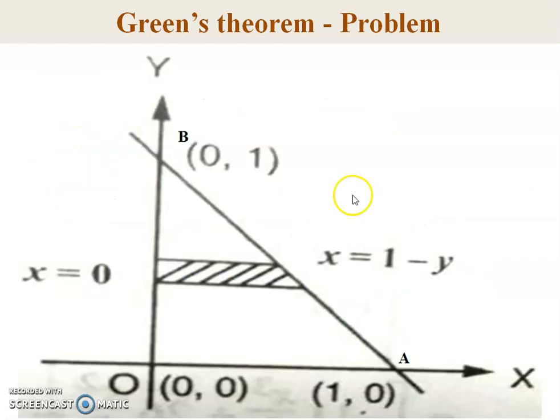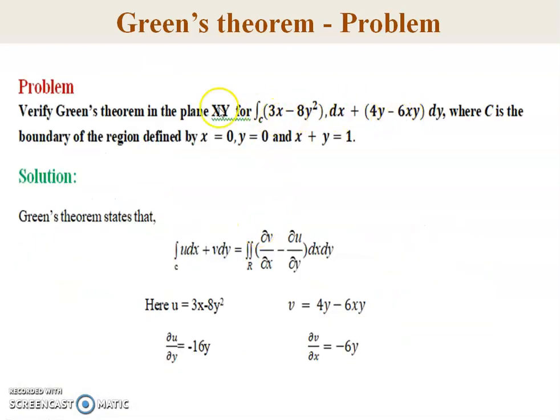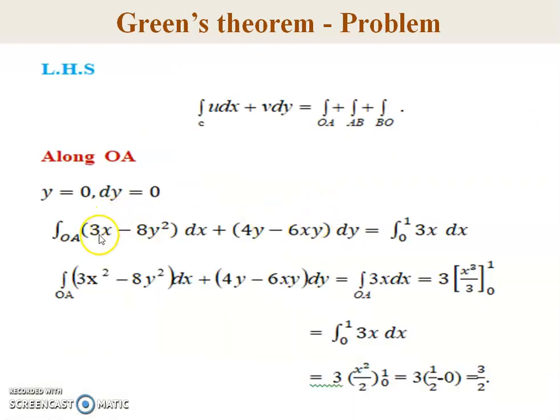What is the equation of OA? This is OA, the equation of the x-axis. So its equation is y equal to 0. Differentiate this, dy becomes 0. Now integral over OA, write the given problem. Put y equal to 0 here and dy equal to 0. If you put y equal to 0, this term becomes 0. We have 3x dx. If you put y equal to 0, dy equal to 0, the entire other term will become 0. So we have simply 0 to 1, 3x dx, right?